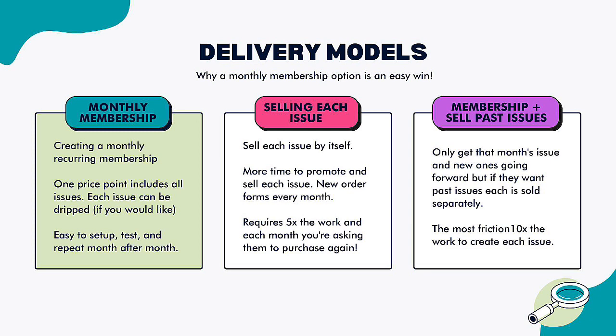In this model, also possible with AccessAlly, the customer that signs up for your subscription plan only gets that month's current issue and new issues for as long as they're a member going forward. But if they want past issues from before they became a member of your magazine subscription, those would be sold separately. This option, while possible in AccessAlly, creates the most friction for you.